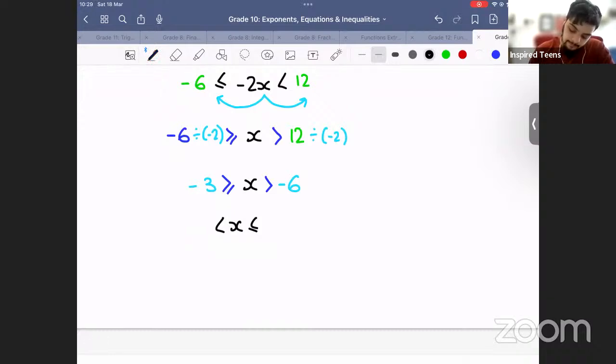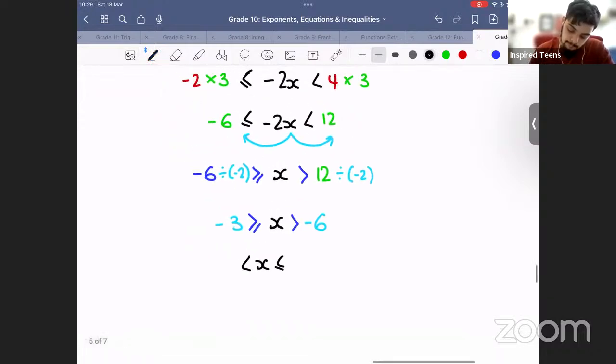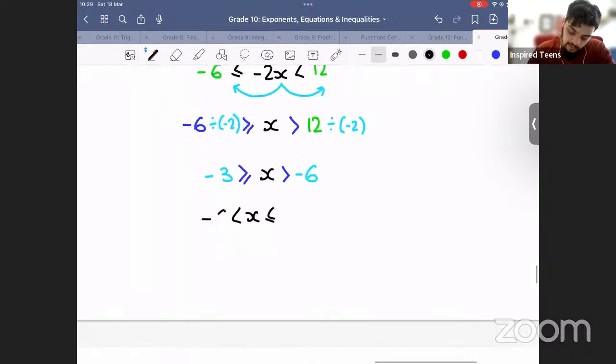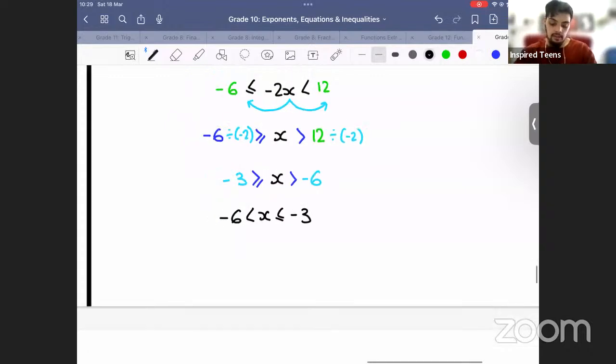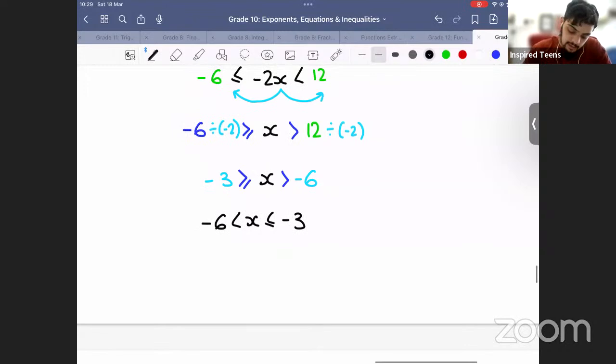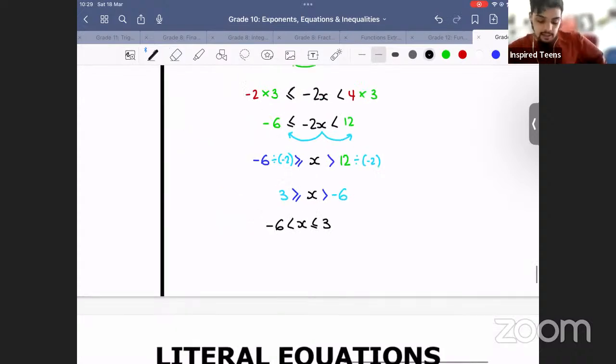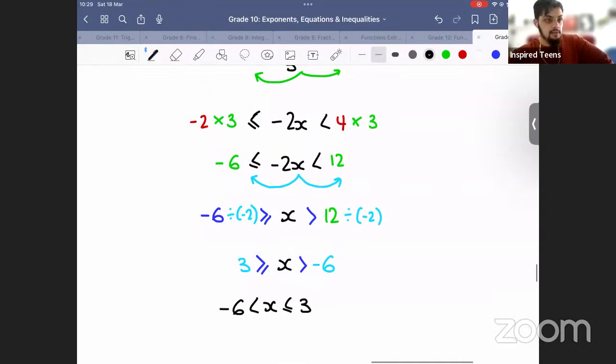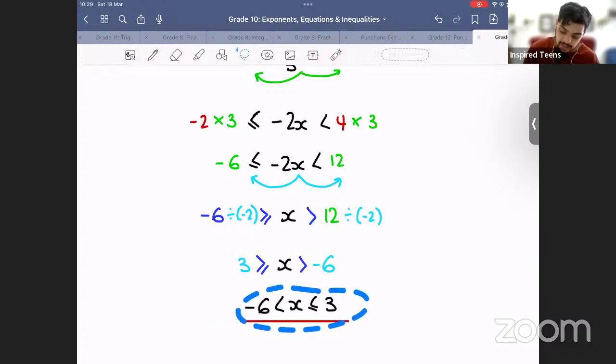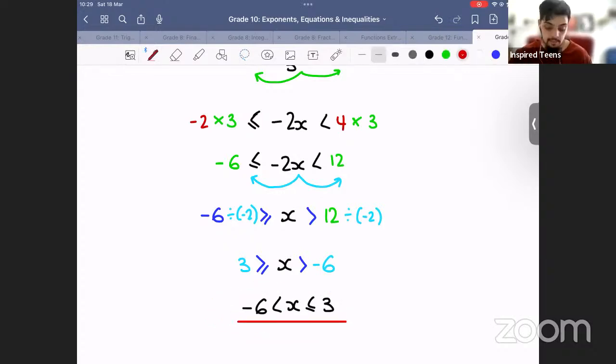So negative 6, negative 3. So x is greater than negative 6, but less than or equal to negative 3. Positive 3. Oh, life is hard. Correct. Sorry for the 7 billion mistakes, but I hope the concept is there. I was just testing to see if you guys were awake anyway. So x is greater than negative 6, but less than or equal to positive 3. Is everything correct? Please double check.